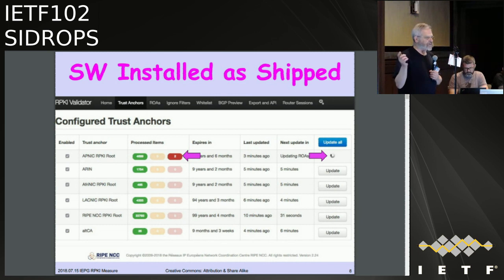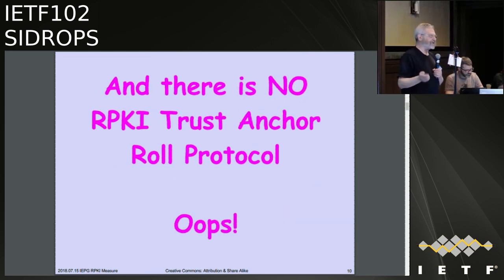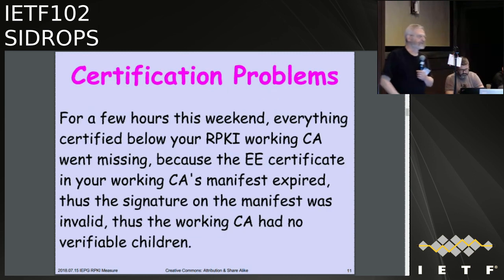Okay, here's one thing installed. This is a problem. APNIC is very aware of it. They hate it. George is suffering. He's caught between his masters and reality. My sympathy, George, I bought you lunch. The same thing shows on Dragon Research RP, except the eye candy has less sugar. And there is no trust anchor role protocol. This is our mistake. Strictly speaking, it's trust anchor locator, but yeah, same TAL problem.